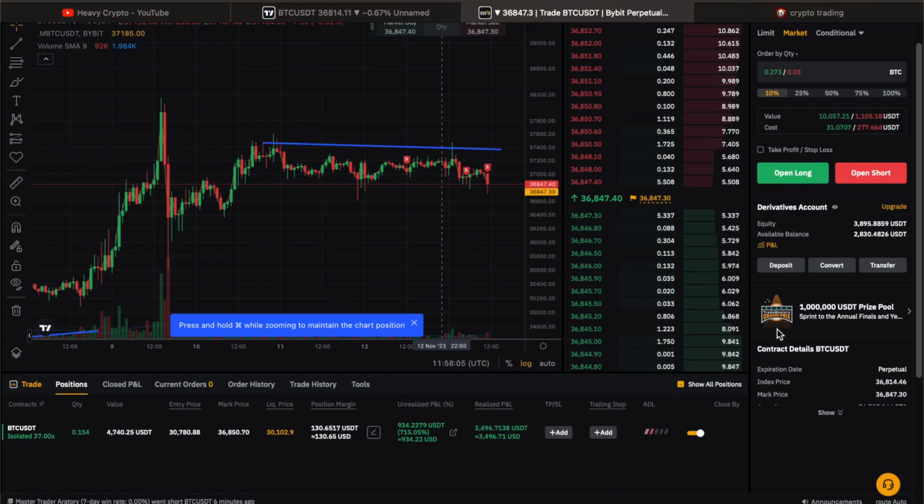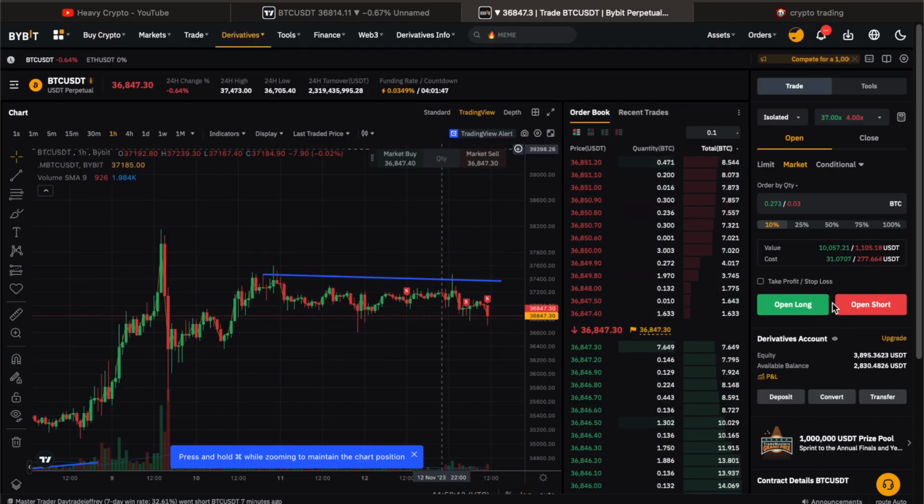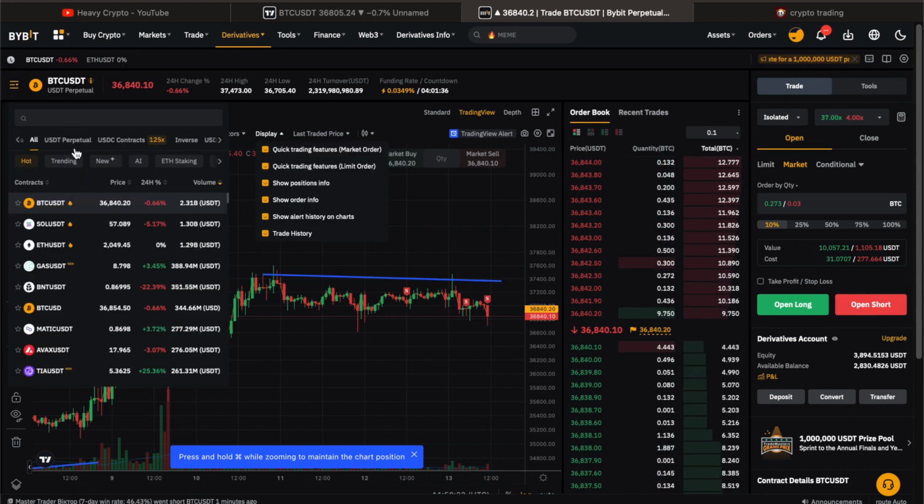So anyway, let's go ahead, guys. As you can see, this is the difference between open short or open long. Open long simply means that I'll be making money when the price of Bitcoin is going up. Open short means that I'll be making money when the price of Bitcoin is going down. Same thing applies to any other coins right here.